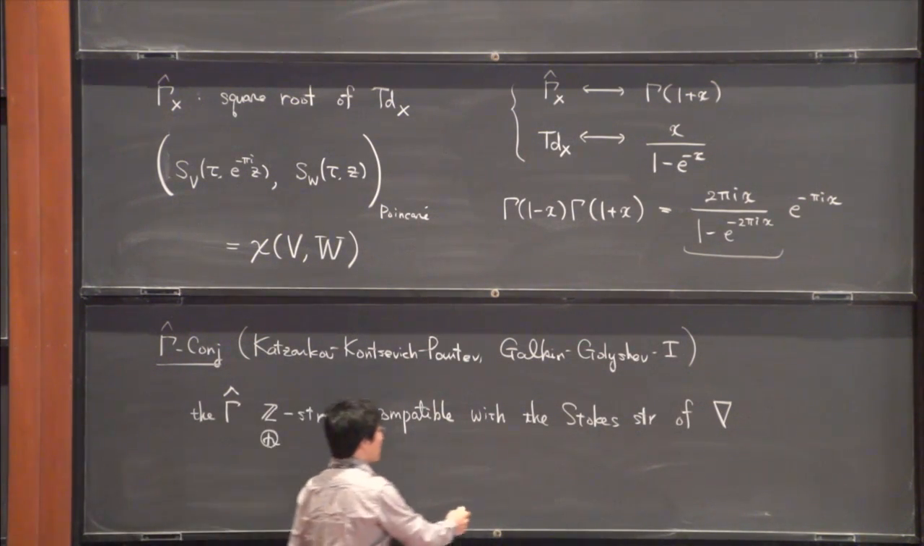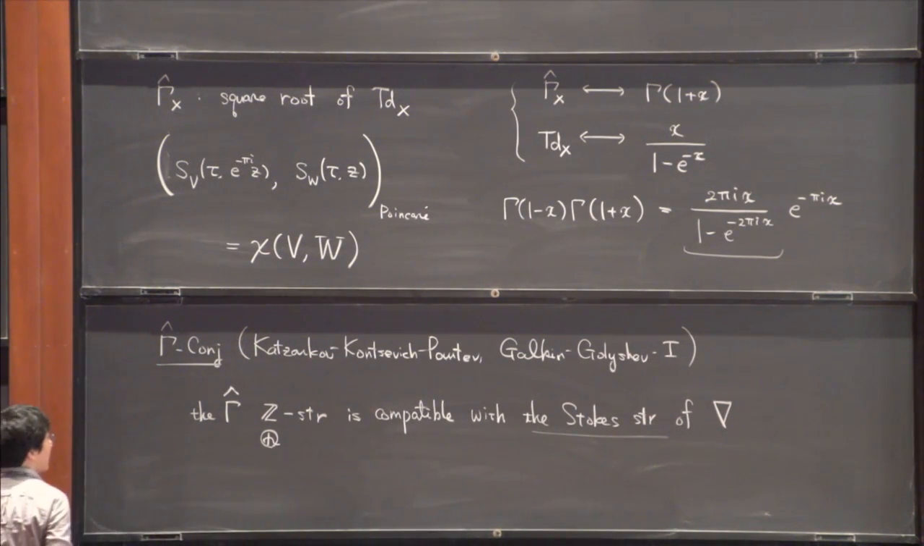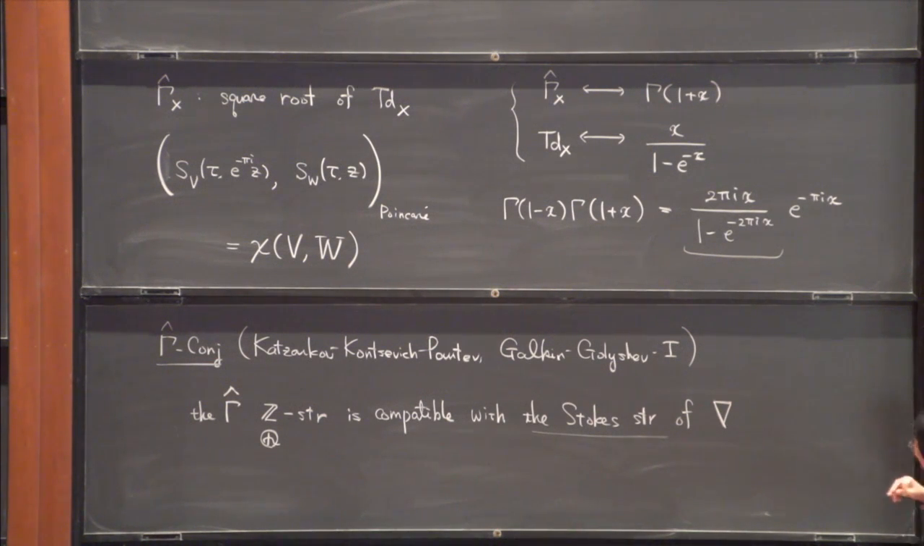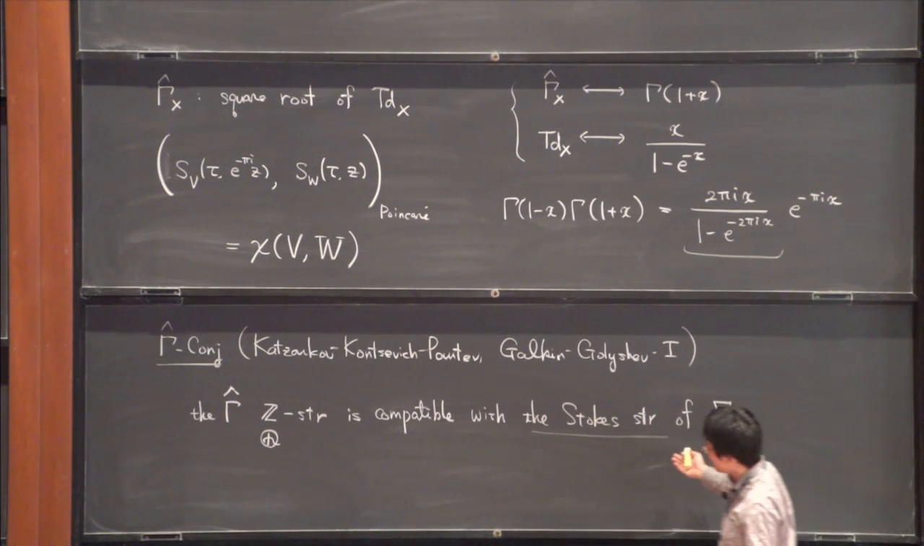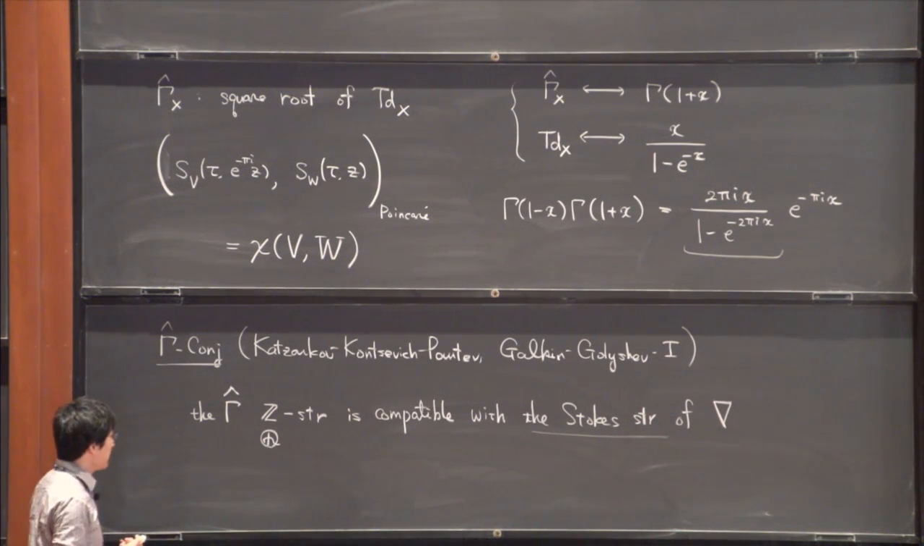Maybe I won't tell you what the Stokes structure is here, but because you have the pole of order 2 at z equals 0, you have an irregular singularity of this connection, and then you have a Stokes structure depending on how flat sections behave near z equals 0. What is the growth order of the flat sections near z equals 0? This gives you a Stokes structure, and that should be compatible with this structure. And this conjecture holds, for example, if you have mirror symmetry.